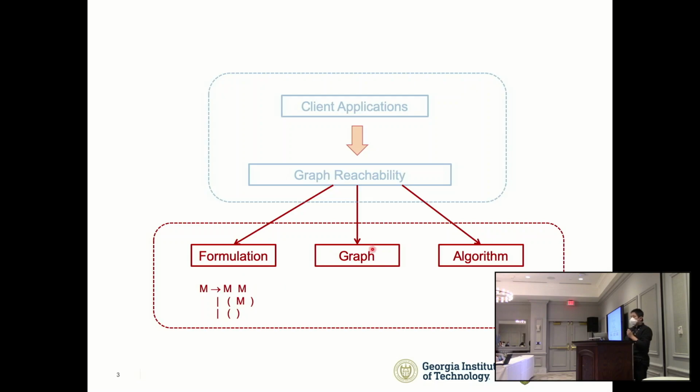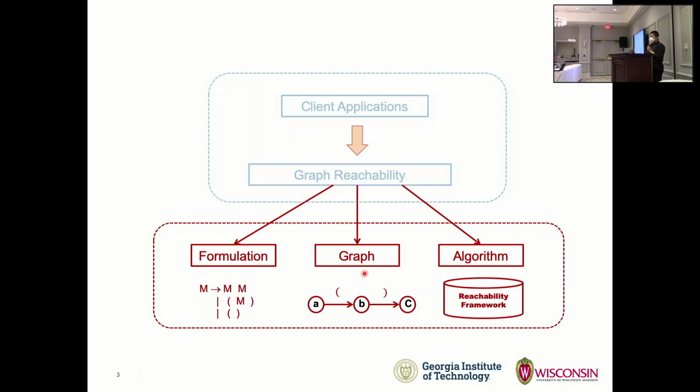The second component is the graph, where the graph contains the abstraction. Basically, it describes how you model the underlying program under analysis. And usually, the graph will be a directed graph with edge labels from your formulation. Sorry, those are the terminals from your grammar. And the last component, of course, is the algorithm. Once you have the formulation, that is the grammar, and you have the graph, you will pass these two elements to the graph-reachability algorithm, and then the algorithm will compute either the demand single-source, single-target, or the all-pairs reachability information.